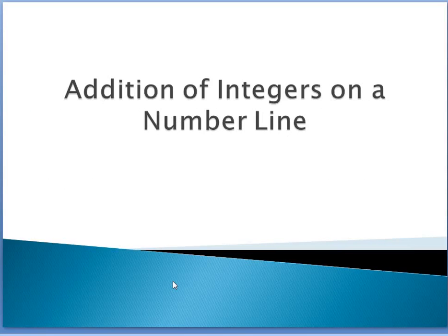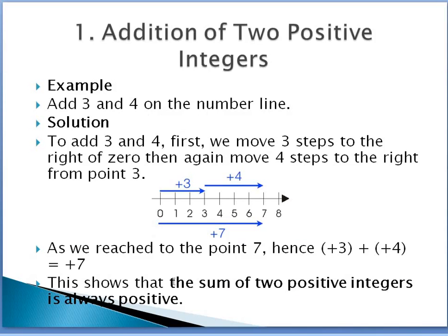Now, addition of integers on the number line. How to add on a number line? Take 3 and 4. From 0 you go plus 3 towards the right. Again plus 4, again towards the right: 1, 2, 3, 4. You arrive at 7. So plus 3 plus plus 4 is 7.